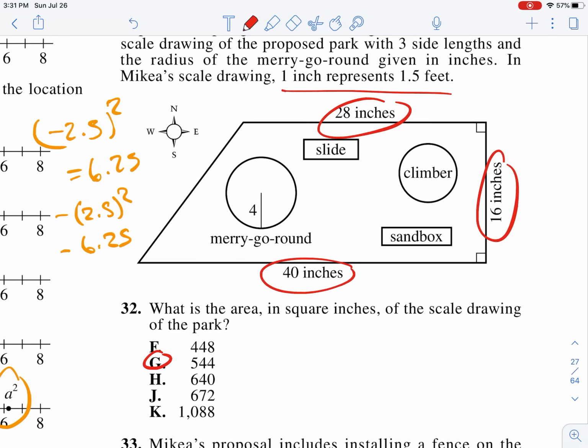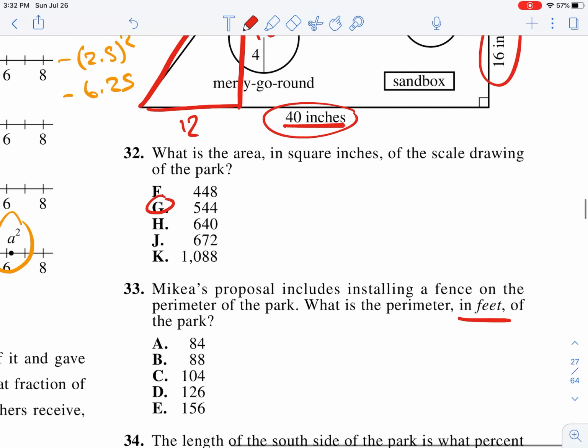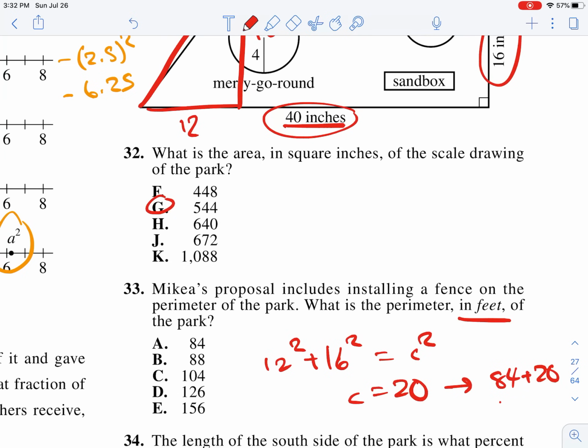So how do you find this? I would think of it in terms of a triangle where this length is 16. This diagonal is what you're looking for. The challenge is, what's this length? It's just going to be the difference between 28 and 40, so it's going to be 12. And then you can find this using the Pythagorean theorem. So you get 12 squared plus 16 squared equals c squared. And so c equals 20. So you add 84 plus 20, you get 104.